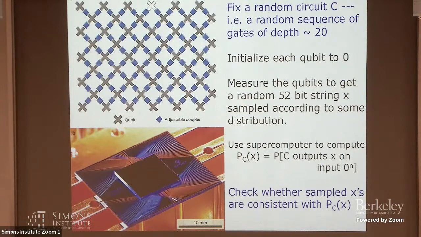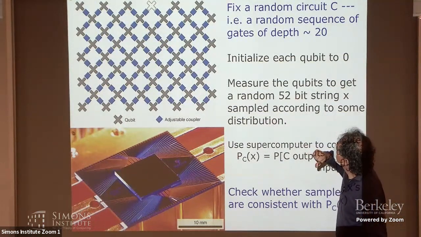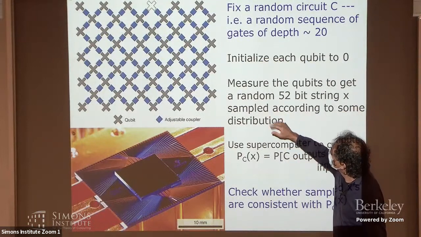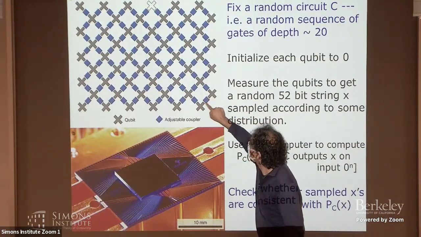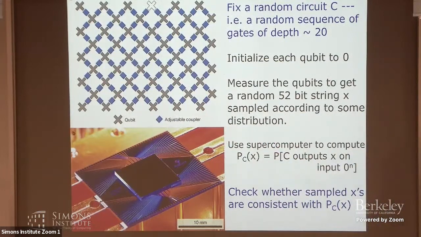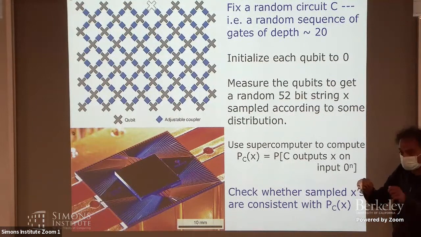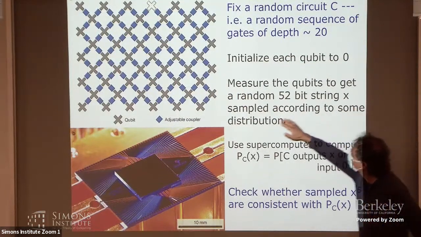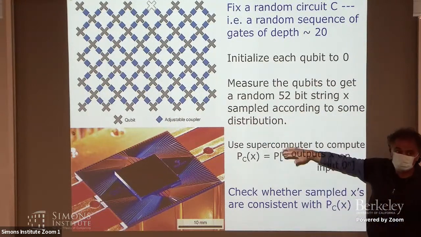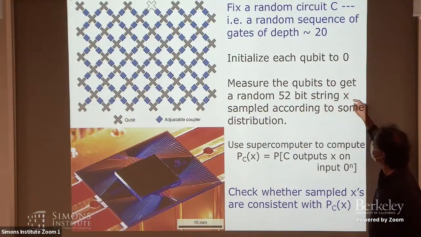So what was the experiment that Google did? It actually did exactly this experiment. They had a superconducting qubit chip. These are the qubits, those are the couplers through which you can program the gates. And so what they did was they fixed a particular sequence of settings for depth 20. And so that was your random circuit C that was fixed. They initialized all the qubits to zero. And then they ran the circuit, and measured the qubits to get a 52-bit random string X.